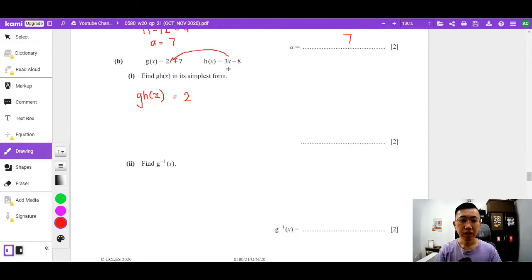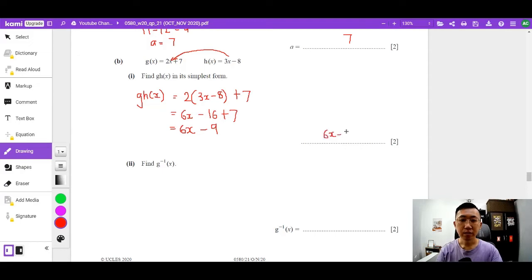So 2, copy this one, substitute with 3x minus 8, then plus 7. Okay, here we need to expand. So 6x, 2 times negative 8, negative 16 plus 7. So 6x, here negative 16 plus 7. What is this? Negative 9. Okay, so when I look at the marking scheme, it says that you can leave this, or if you want to factorize, it's still going to be accepted. So this is actually the final answer already.